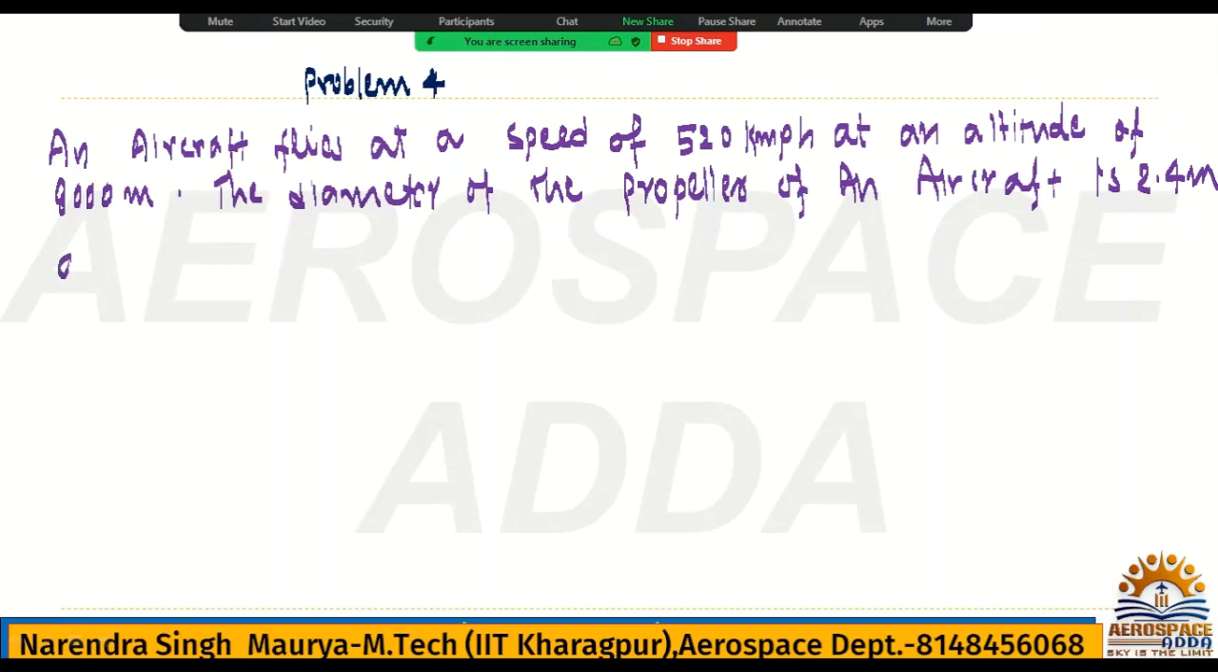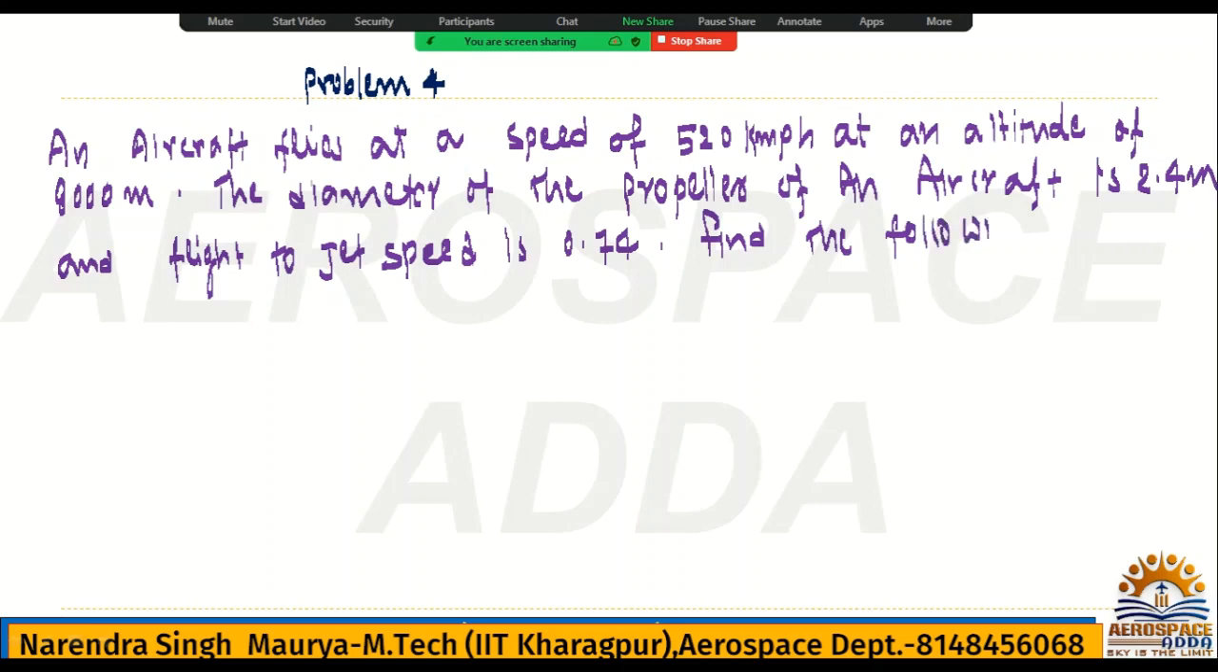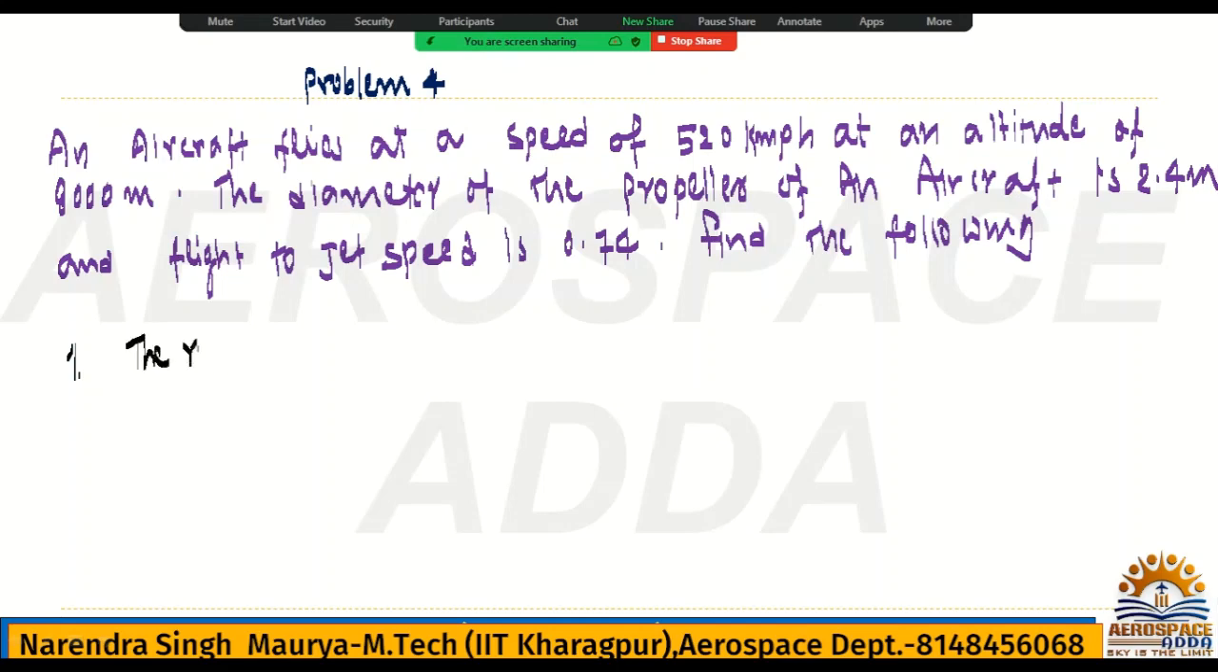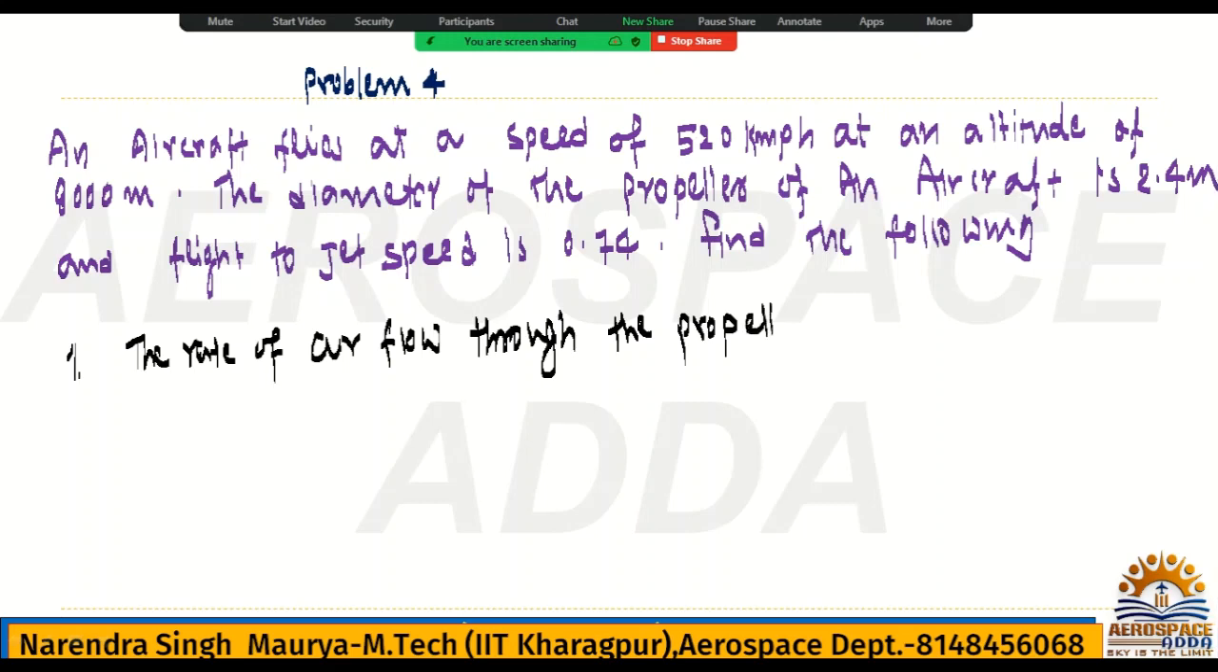and the flight to jet speed ratio is 0.74. Find the following. Number one, we need to find the rate of airflow through the propeller.